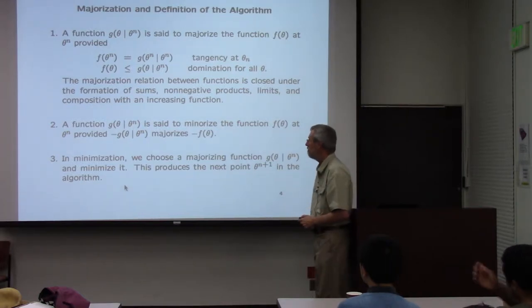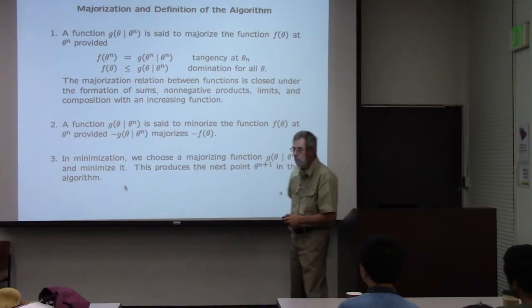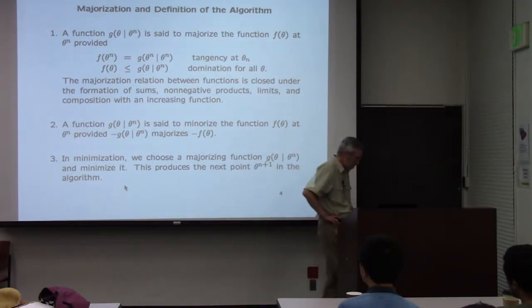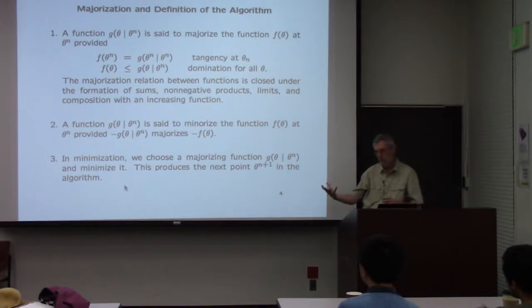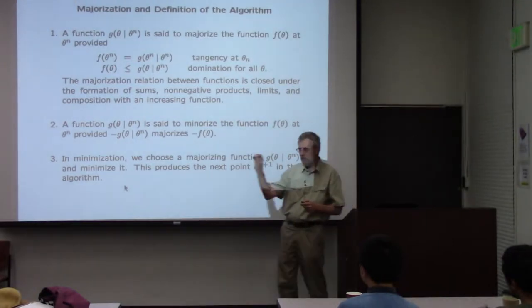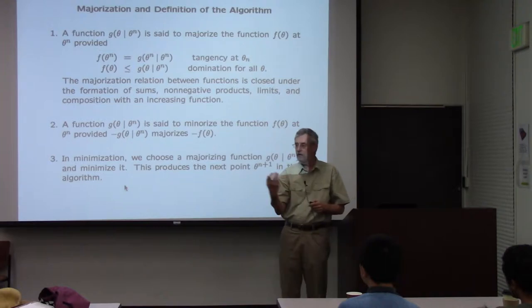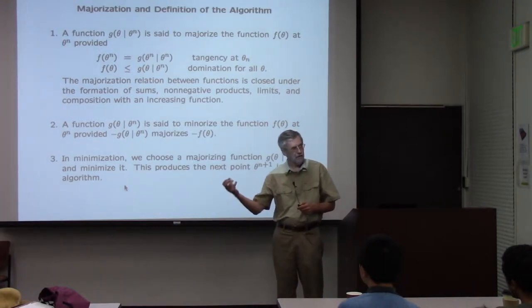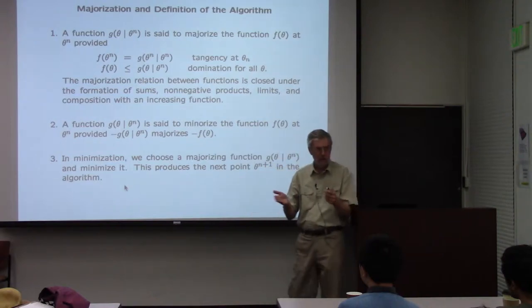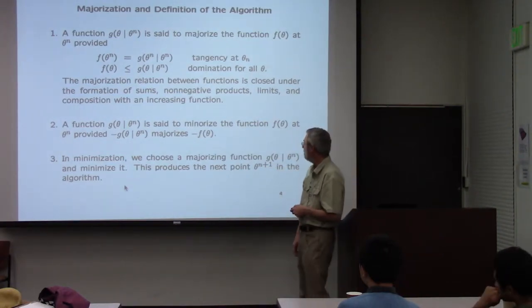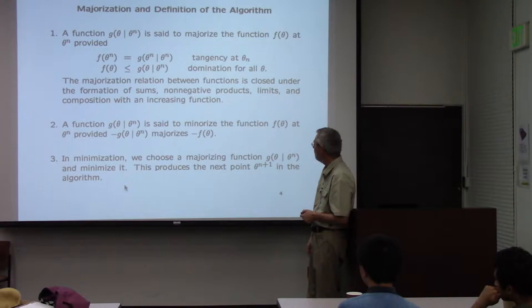you optimize the surrogate. And you can work on complicated functions piecemeal. You don't have to majorize the whole thing in one fell swoop. You can look at one piece, majorize that. You have another piece, oh, that's simple, we'll leave that alone. Here's another piece, and we may have to majorize that, and so forth. And add these up, and you get a majorization. So majorization is a relation that's closed under various operations, the most important one being sums.